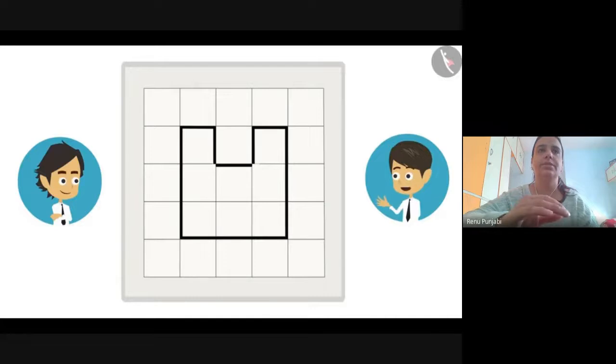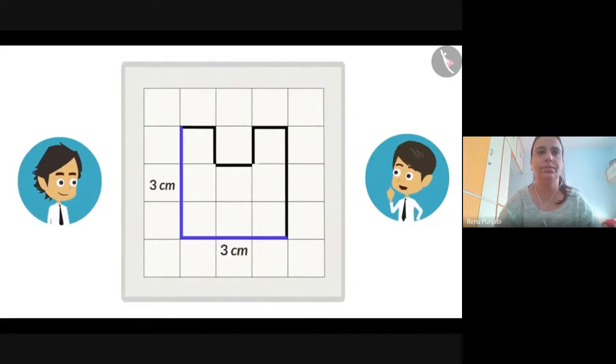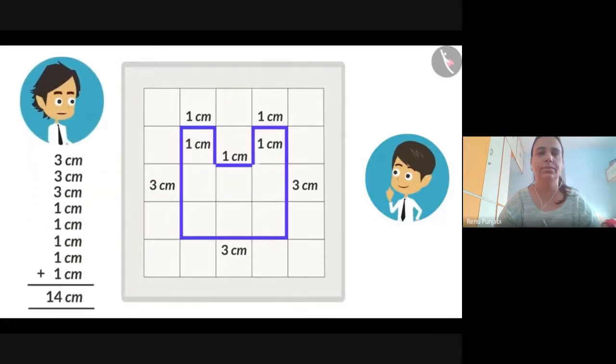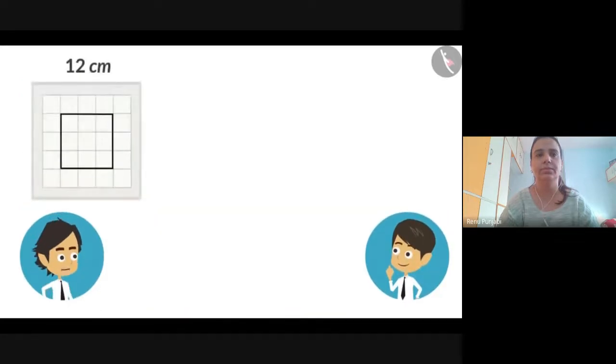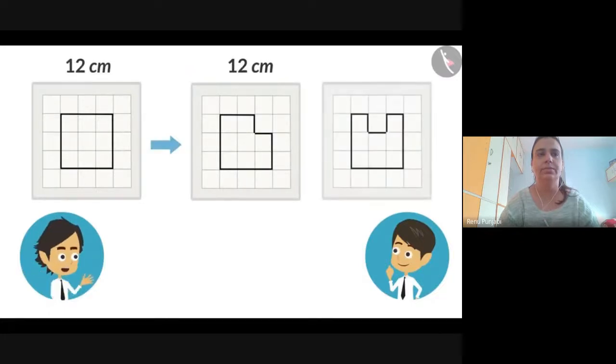Centimeters. Let's measure and check. Okay, let's write the length of all the edges: 3 centimeters, 3 centimeters, 3 centimeters, 1 centimeter, 1 centimeter, 1 centimeter, 1 centimeter, 1 centimeter. If we add them, the answer will be 14 centimeters. That means changing the shape of a figure changes the size of its boundary? No, when you change the shape, the length of the boundary did not change.